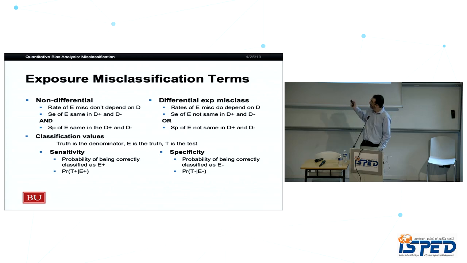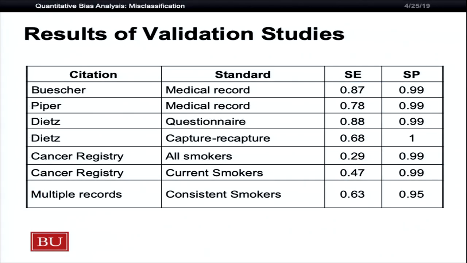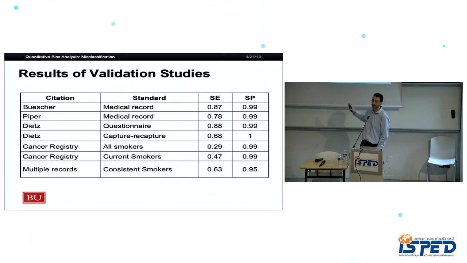Okay? And so Elisa went to the literature and she looked at the validation data on smoking as recorded. Now, this is not all smoking during pregnancy, so take it with a little bit of a grain of salt. But it's a reasonable approximation, and you see exactly what we predicted, which is specificity is pretty high. People don't tell you they're smokers when they're not. But sensitivity can be all over the map and can be as low as 29%. Only 29% of women who smoke during pregnancy actually will tell you they smoke during pregnancy.